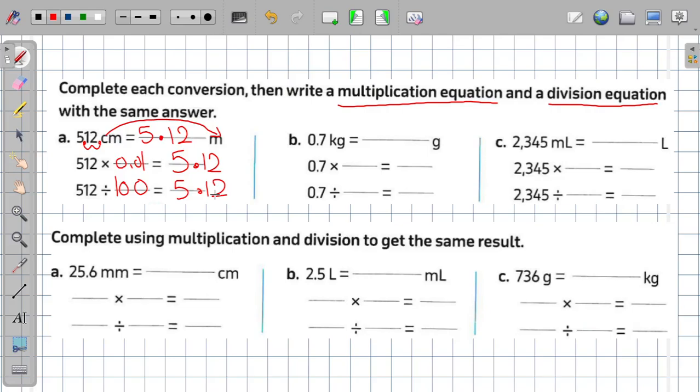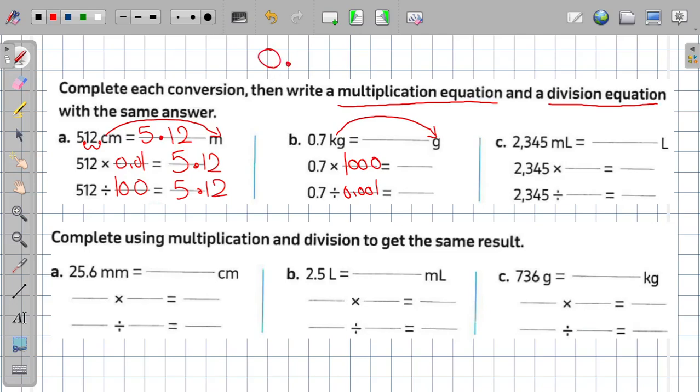Okay, next I have 0.7 kilogram and I want to convert it to gram. So we will multiply by what? And we can divide by what? Okay, so from kilogram to gram, we multiply by 1000. So if we multiply by 1000, we can divide by 0.001 and we will get the same result. So the decimal point is here between 0 and 7.